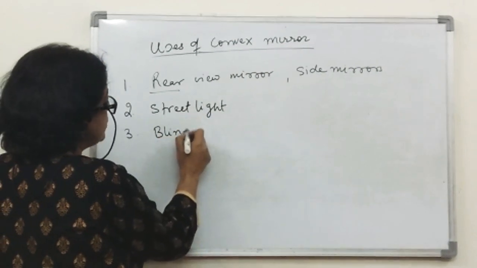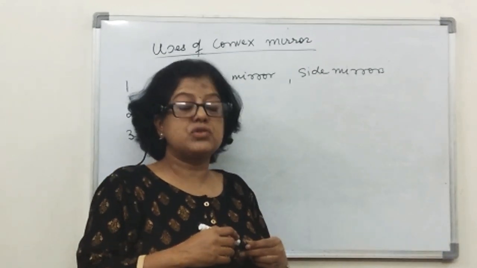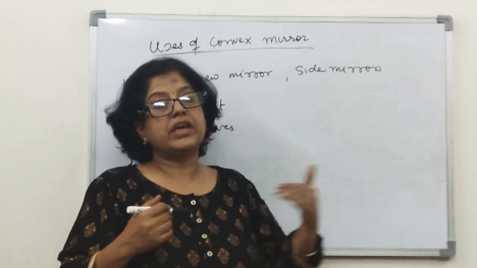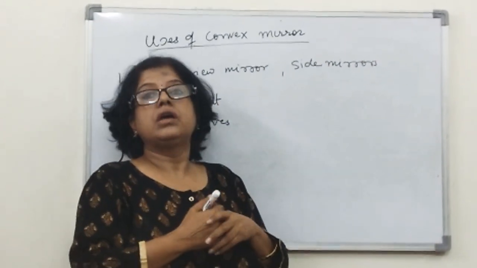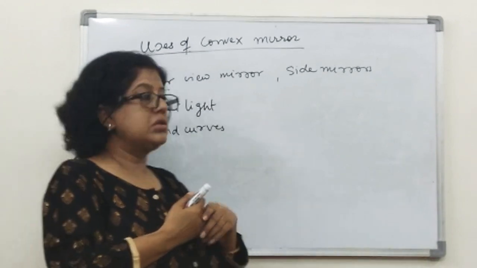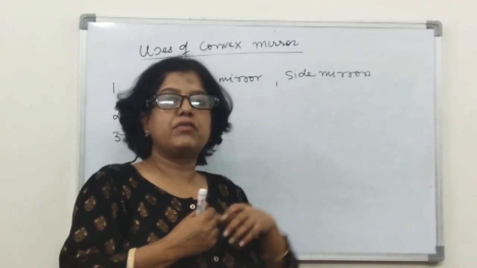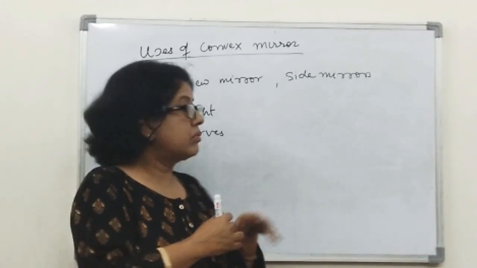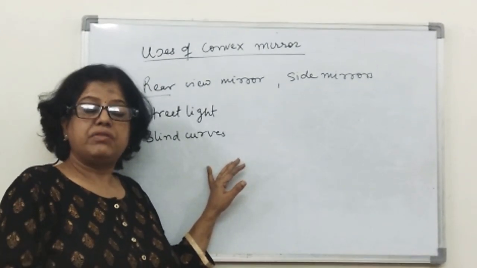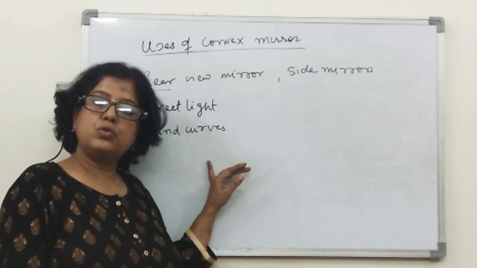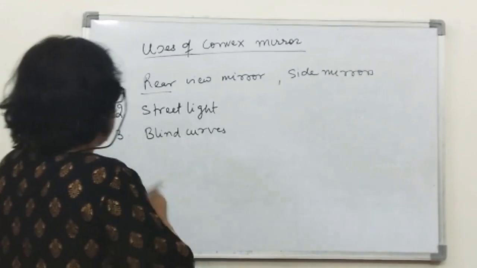Where else? Convex mirror can also be used on blind curves. What do you mean by blind curves? You know, on hilly areas where there are several twists and turns, the driver who's driving cannot see whether any vehicle is coming from the other side or not. At such turns, convex mirrors are placed so that the driver can see that there's a vehicle coming from the other side of the turn. It is also used in parking lots. We have nowadays multi-level parking lots with several twists and turns. So there also convex mirrors are used to alert the driver whether any vehicle is coming from the other side or not.